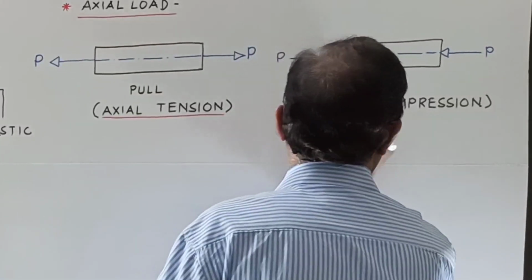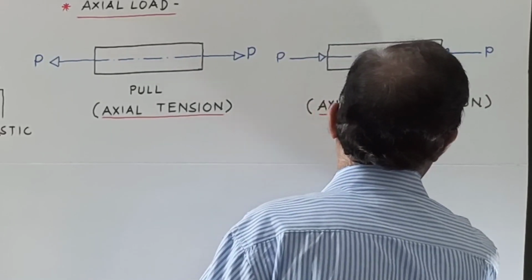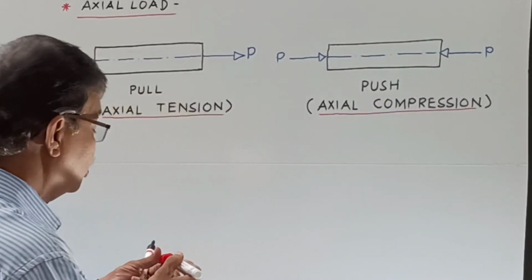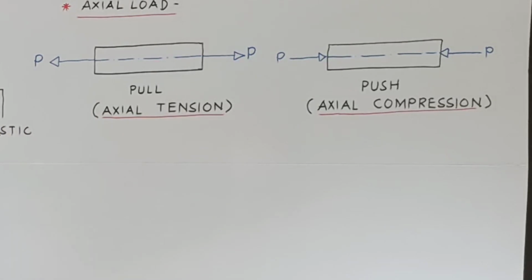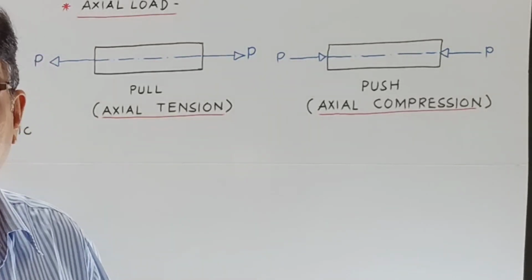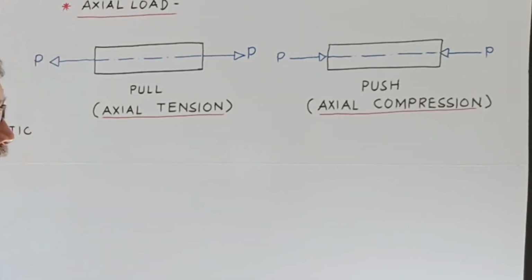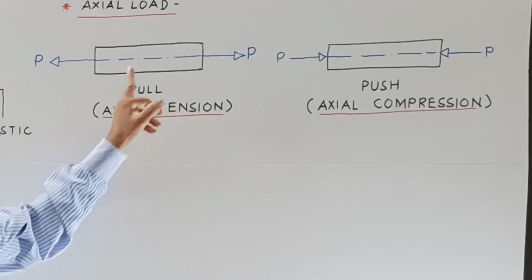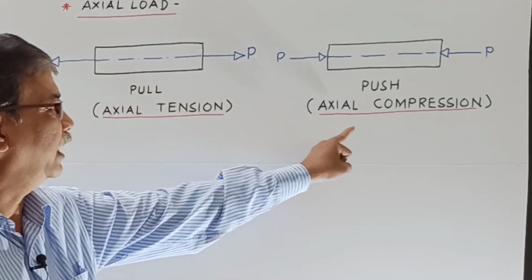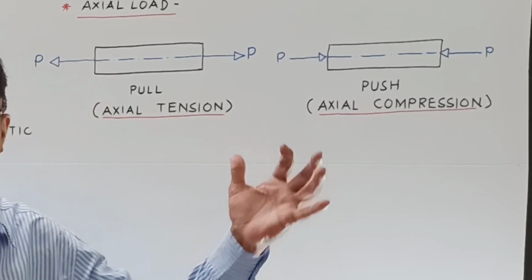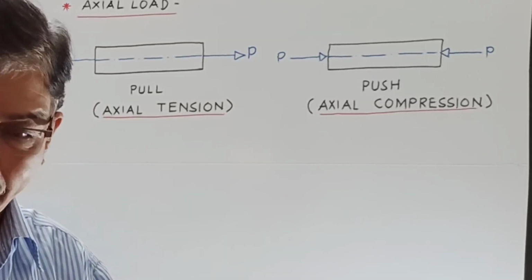Do you understand what is axial load? When the line of action of the load coincides with the axis of the member, it is known as axial load. If the nature of the load is pulling, then it is axial tension or tensile load, and when it is pushing, it is axial compression, that is compressive load.